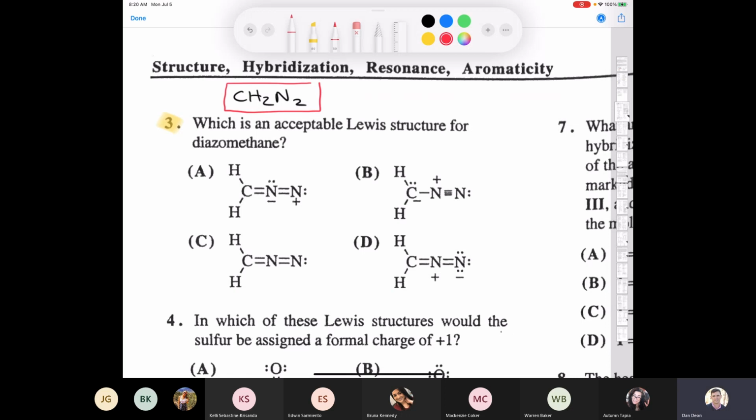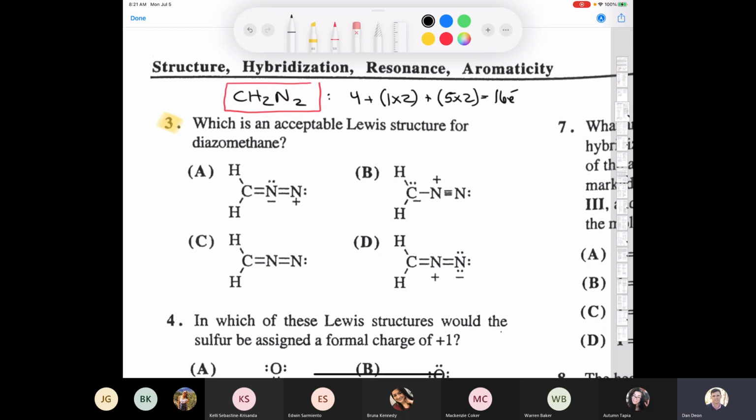Okay, let's tally up the total number of valence electrons. So for the carbon, carbon has 4 valence electrons. Hydrogen has 1 valence electron, and there's 2 of those, so 1 times 2. And how many valence electrons does nitrogen have? It has 5, right? It's in group 5A. So we have 5 times 2. So that gives me 4 plus 2, which is 6, plus 10, which gives me a total of 16 valence electrons.